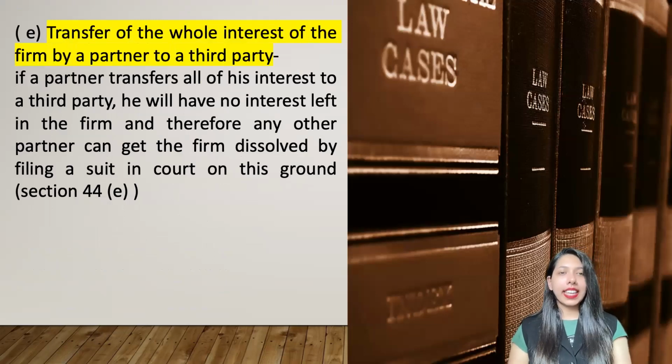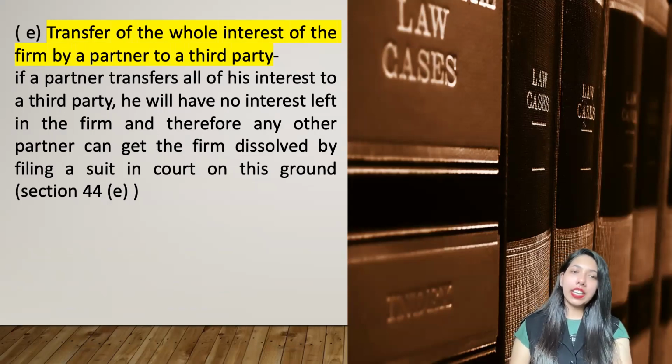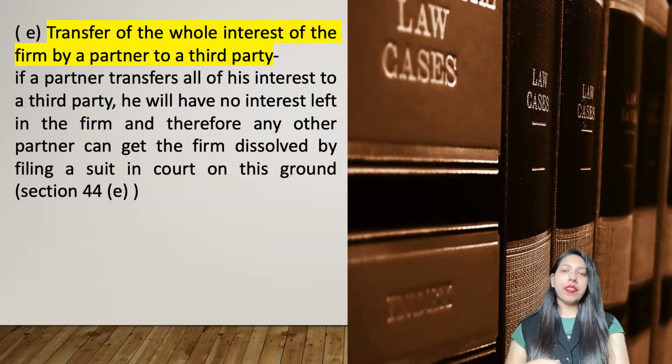The next point is E, based on Section 44 subclause E, that is transfer of all interest of the firm by a partner to a third party. The meaning is, for example, I am a partner and I have transferred all my interest to a third party, an outsider, and I will have no interest left in the firm. Therefore it can lead to a dissolution of the firm if a case is filed in court.